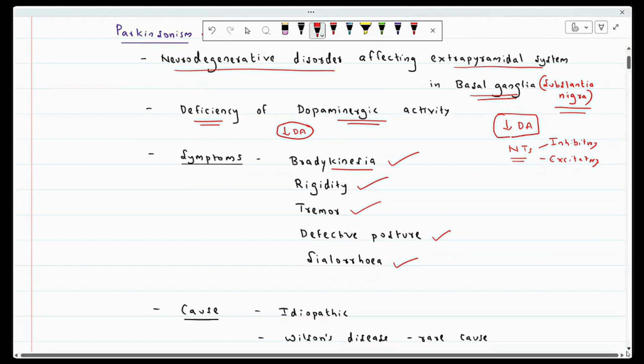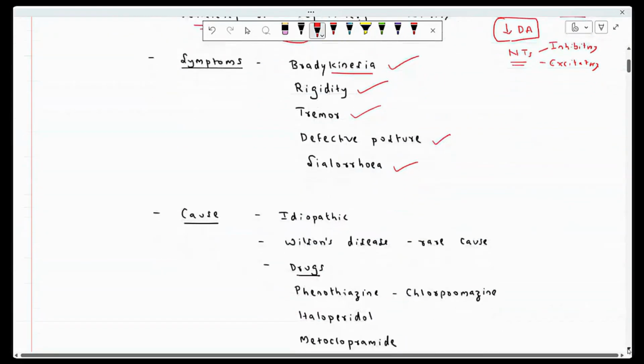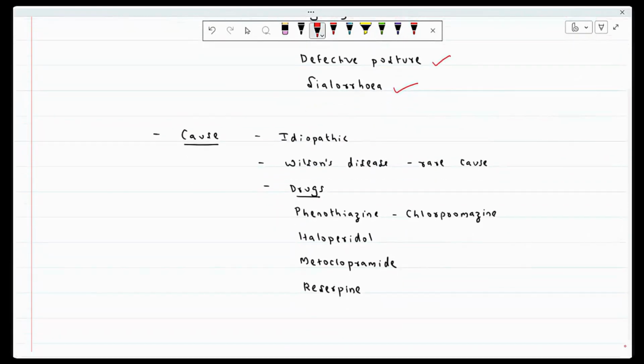Now, how does this disease happen? It's unknown in most cases. The exact reason is not known. One of the reasons is Wilson disease. Wilson disease, you know, is copper poisoning. Although it's a rare cause, it's considered to be one of the causes of Parkinsonism. Now, certain drugs will cause Parkinsonism. One main example you need to remember is phenothiazines. Phenothiazines can cause Parkinsonism. What is a phenothiazine?